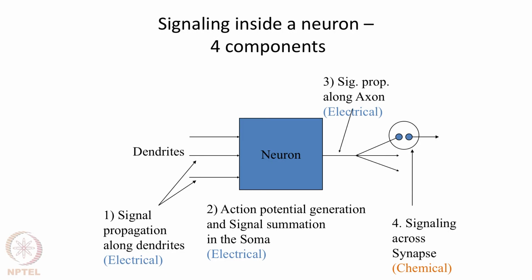So, you see that of these 4 signaling components, 3 are electrical. For example, signal propagation along dendrites is completely electrical. Then the summation of all these signals in the soma is also electrical. Then signal propagation along the axon, in the form of action potentials, is also electrical. Only the 4th step, where the signal jumps across the synapse, is chemical.